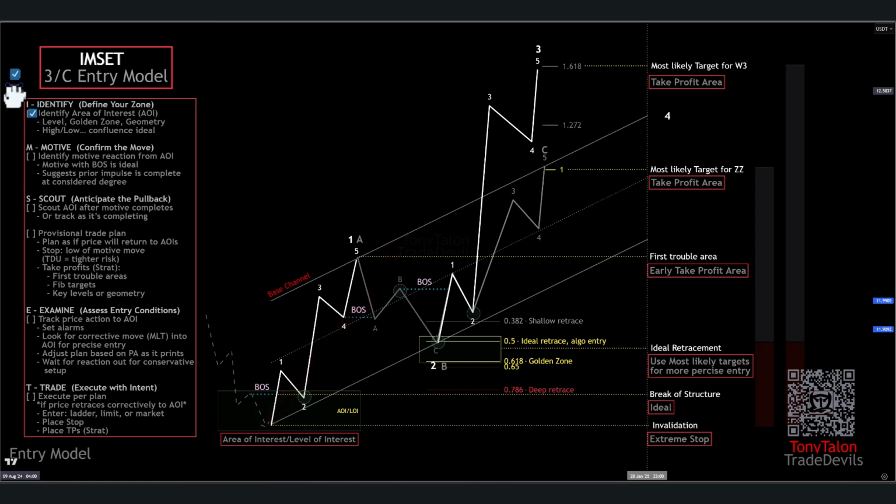Next up, we're going to look for and identify a motive wave coming out of this area of interest. Is it an impulse that we can count nice and clean? Does it break some structure? Is it coming out like a diagonal? What do we have? Is it motive? If it is, we can continue on.